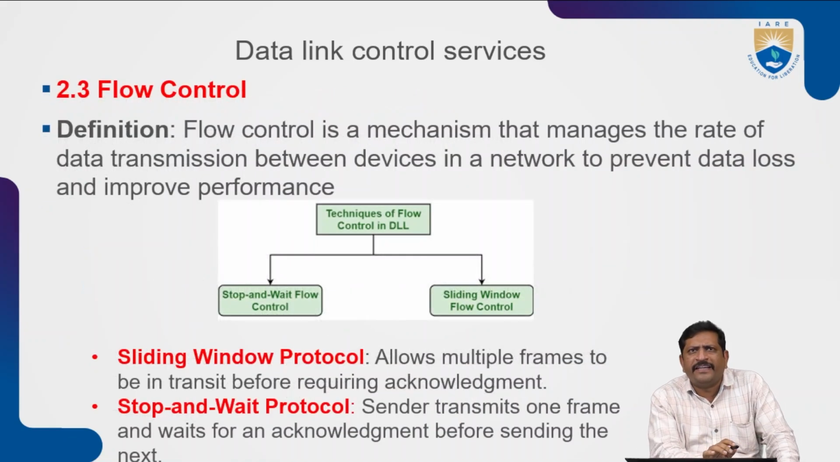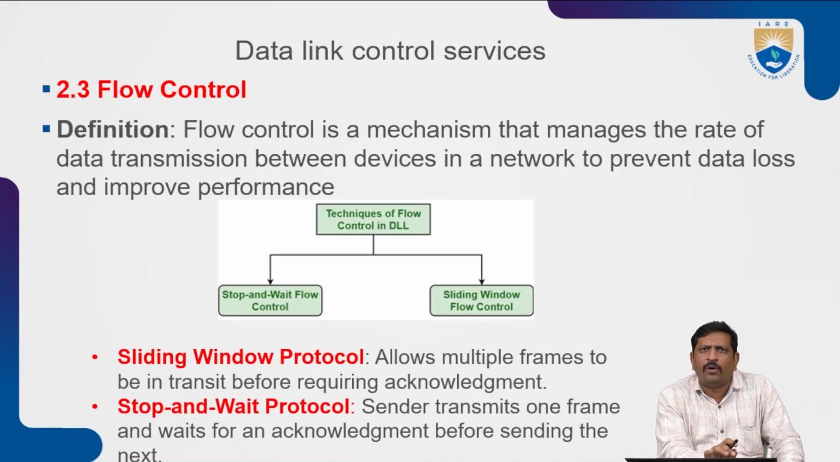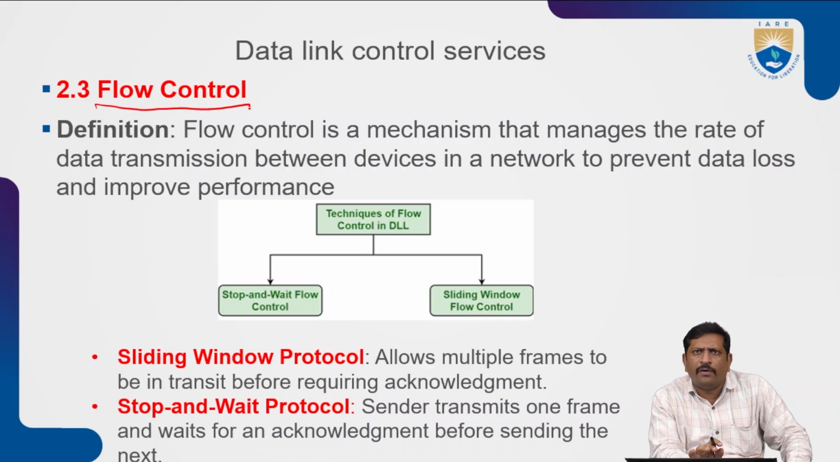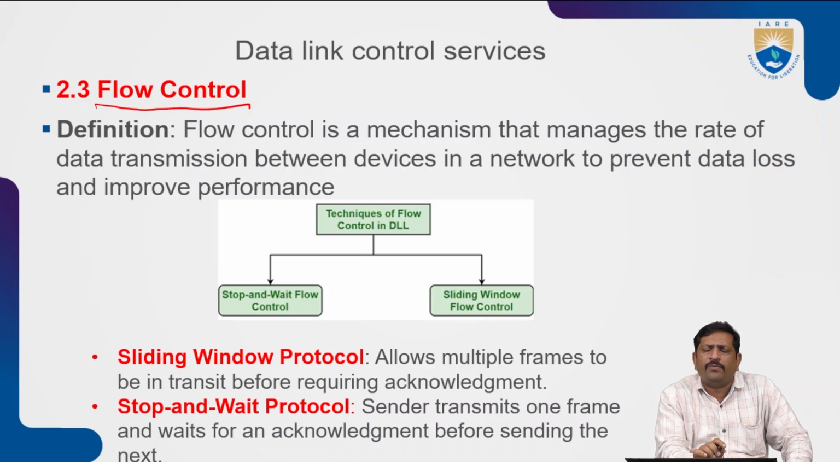Next, the mechanism is the flow control mechanism. What it is doing is managing the data rate. The data transferring rate can be managed with the help of this flow control mechanism.